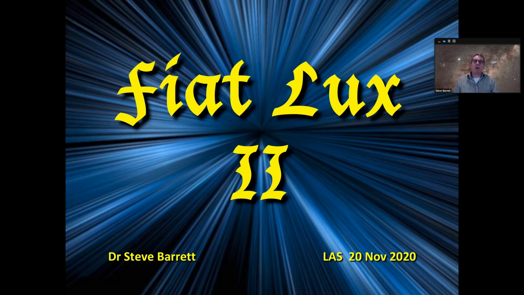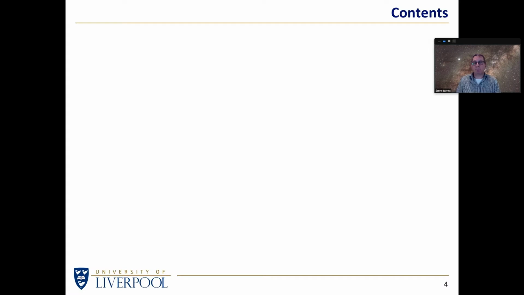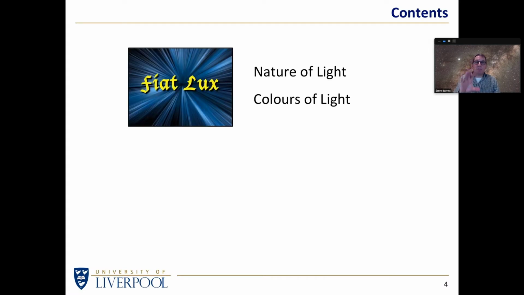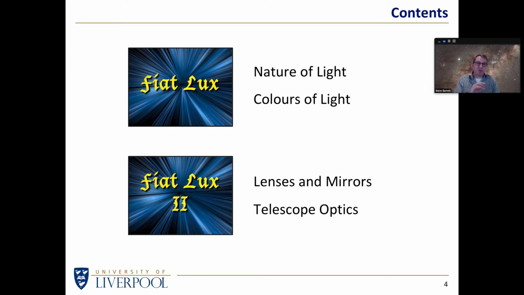In this talk, I'm going to be looking at how that understanding of the nature of light allows us to design telescopes. So, nature of light and colours of light have already been covered, and this is essentially how we can use that to think about light travelling through lenses, light bouncing off mirrors, and ultimately the design of telescopes.